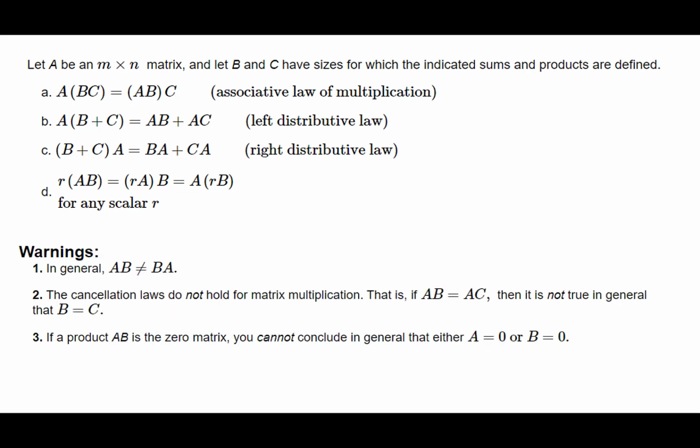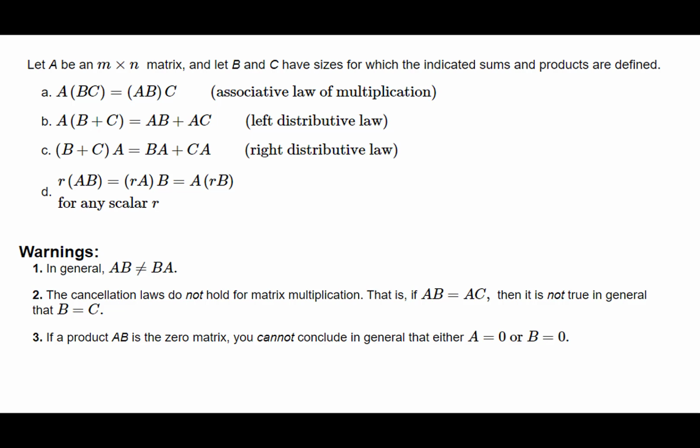Now there's 3 warnings when you're operating with matrices. There's 3 properties with regular numbers that do not hold true for matrix times a matrix. And the first one is A times B is not the same as B times A in general. I mean, maybe there's a particular case where it's true, but in general, A times B is not the same as B times A. If you flip-flop the order of multiplication, then you get different things.